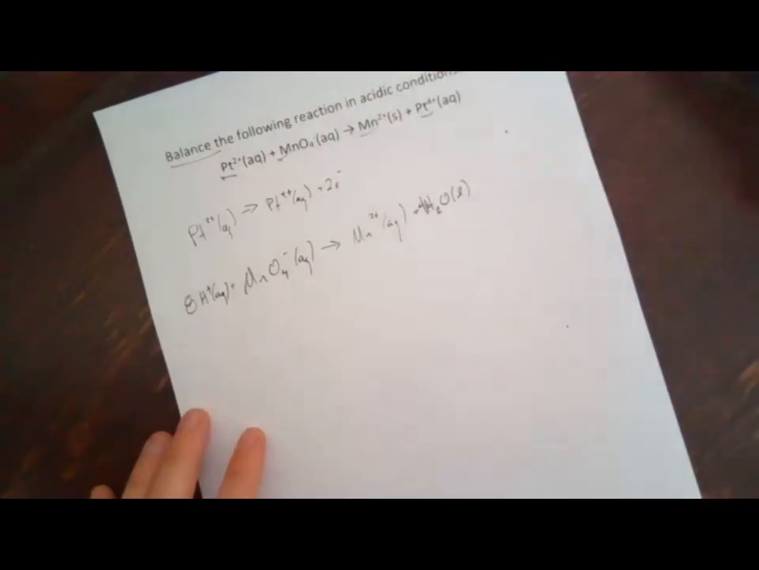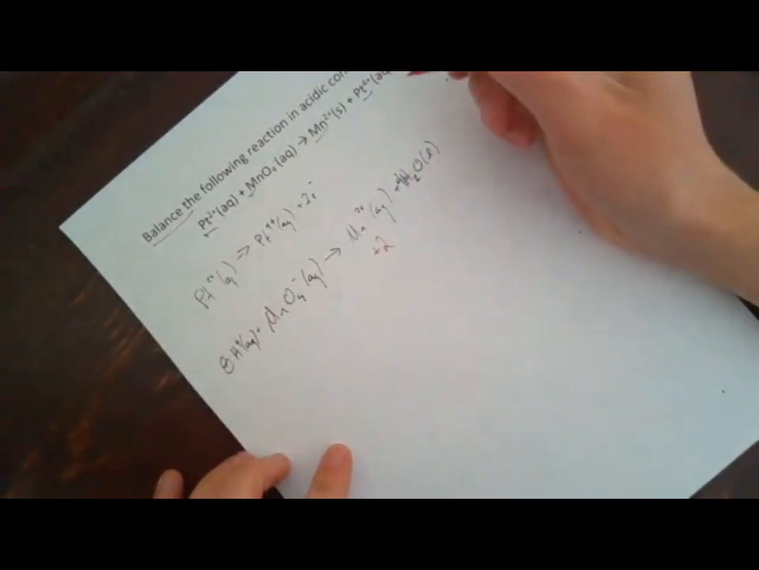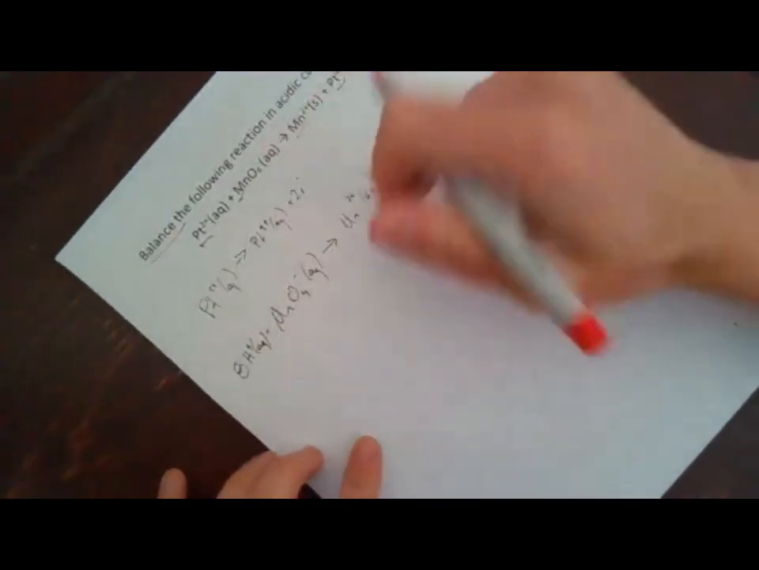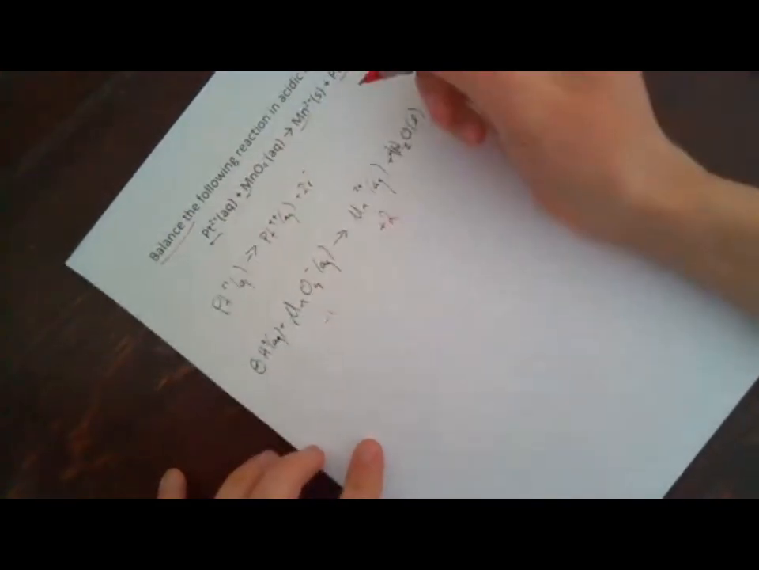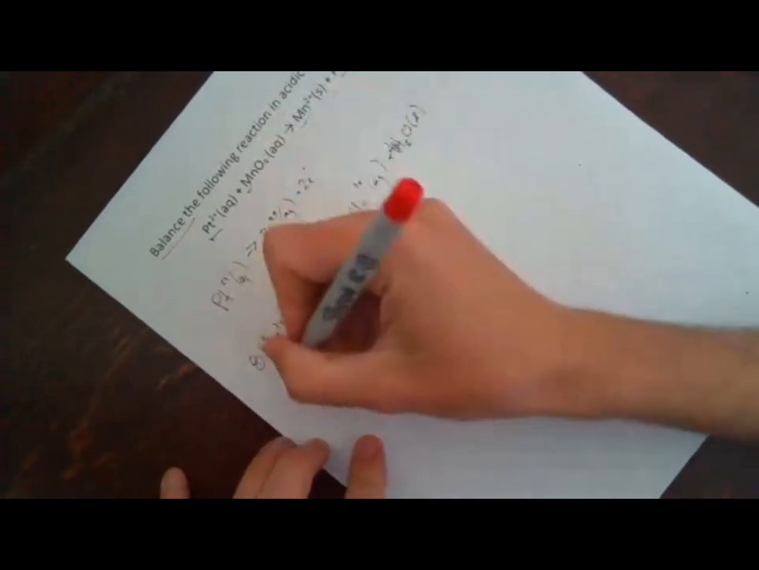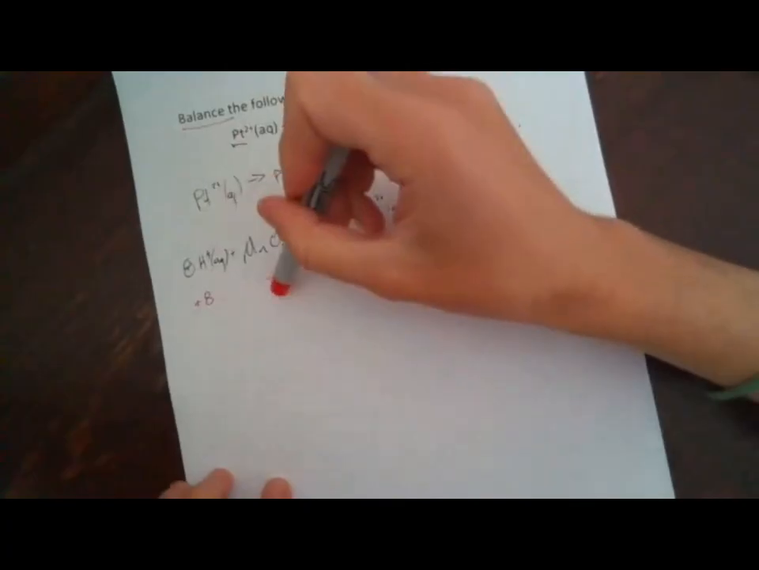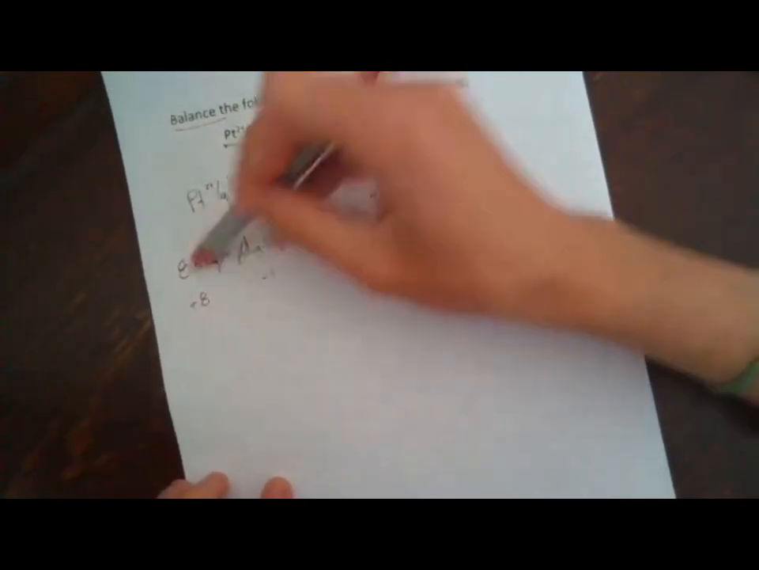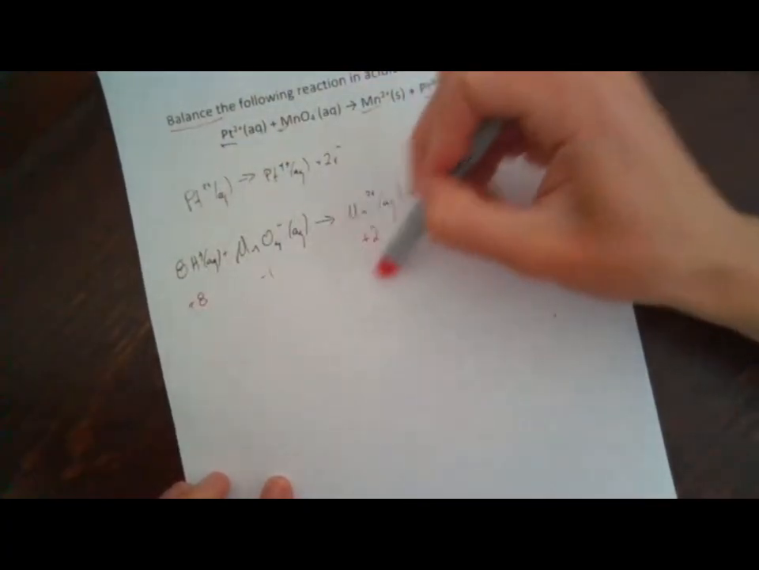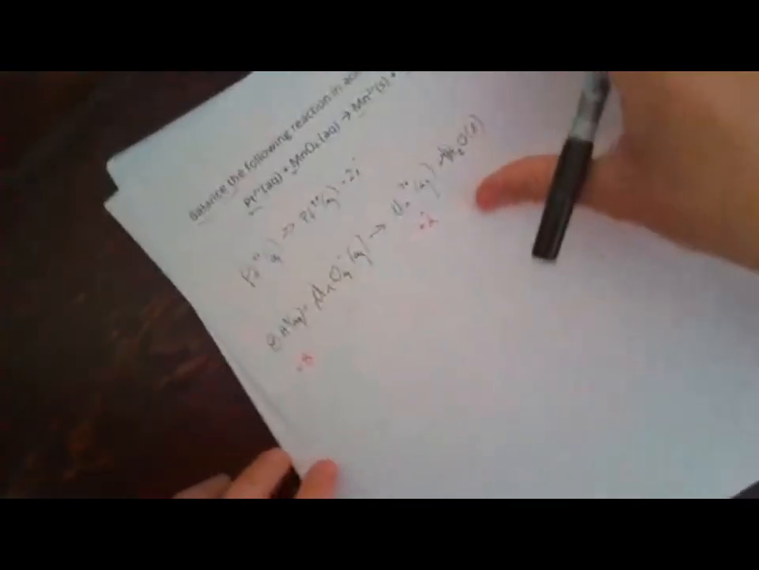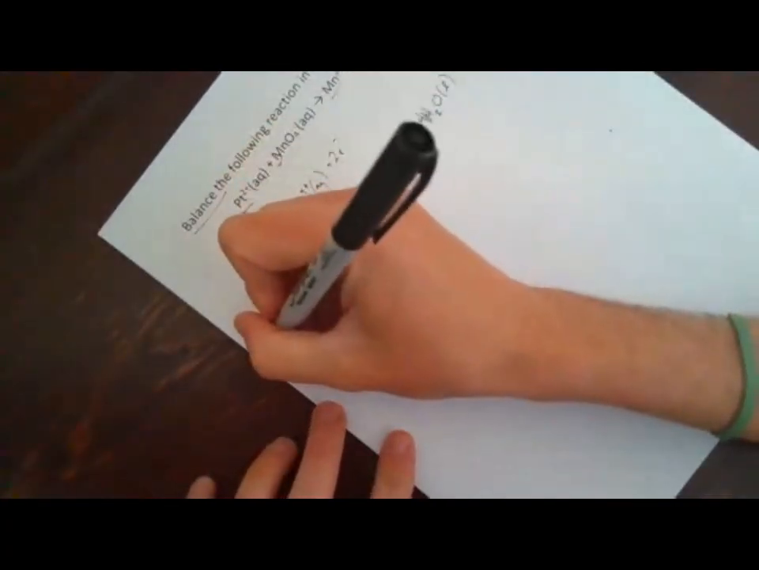So we can see that on the product side, we have +2. On the reactant side, I have a -1 right here, and then I have 8 H plus, so that would be +8 from that. So +8 - 1 is +7 on the reactant side, +2 on the product side, which means I need to add in 5 electrons.